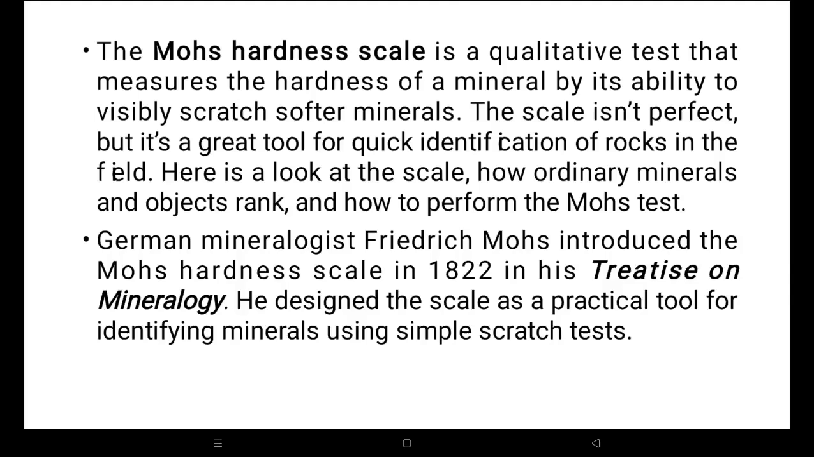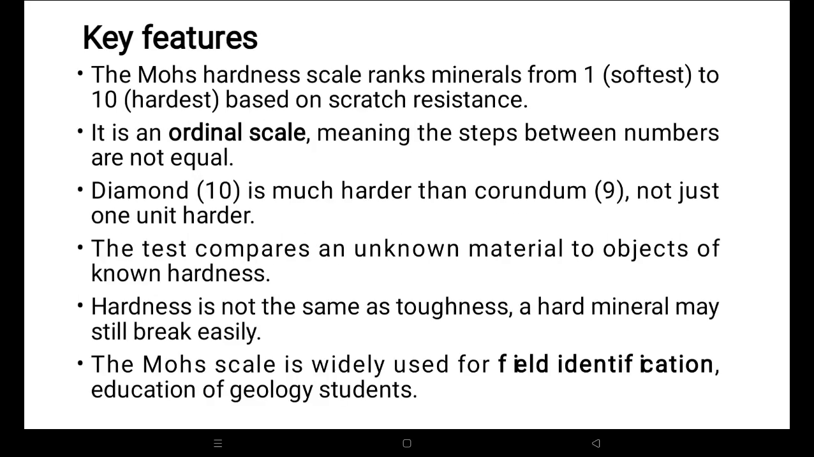A German mineralogist, Friedrich Mohs, introduced the Mohs hardness scale in 1822 in his treatise on mineralogy. He designed the scale as a practical tool for identifying minerals using a simple scratch test. So what are the key features? The Mohs scale consists of 10 minerals. One is the softest mineral and 10 is the hardest mineral, based on their scratch resistance.